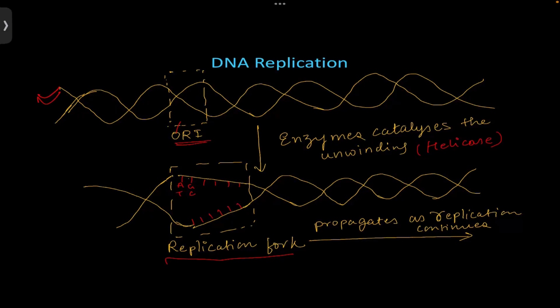And the direction of formation of this replication fork continues in the 5' to 3' direction. If this is 5', this is 3'. Also, the DNA polymerase moves in this direction only, 5' to 3'. As the DNA polymerase is moving, the replication fork is also forming, and the new DNA strand is getting formed in this 5' to 3' direction.